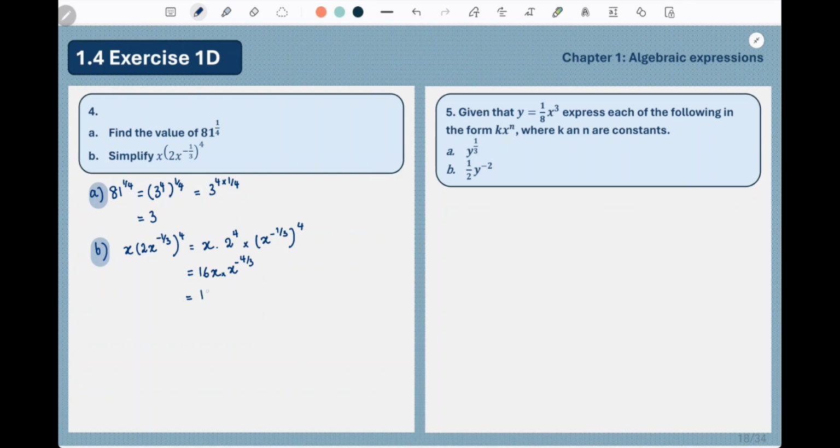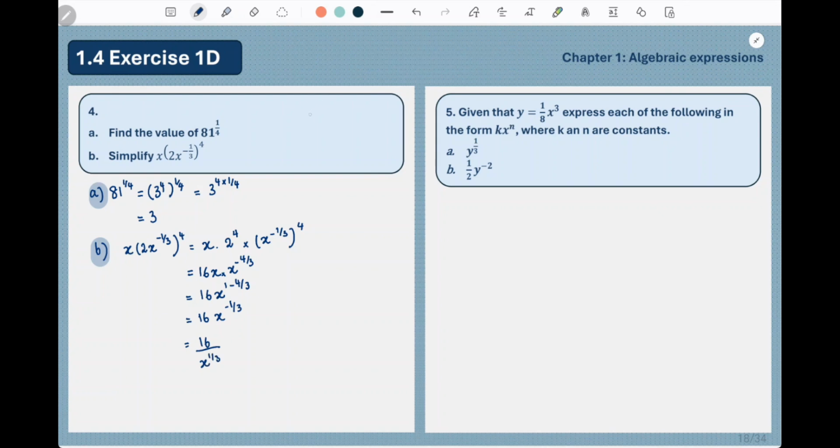Okay, so 16. Joining these powers together, because they share the same base x, I can add the powers together and it becomes 1 minus 4 over 3, which is simply 16x to the power of minus 1 over 3. I'm just simplifying here, and in this case I can move this one to the bottom.